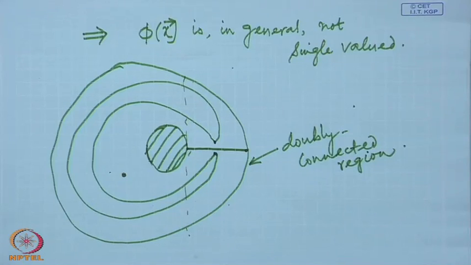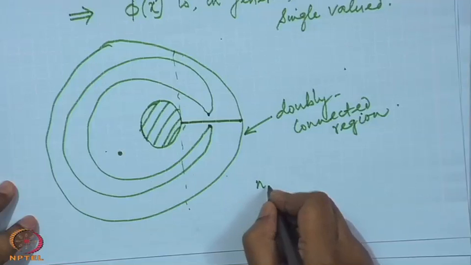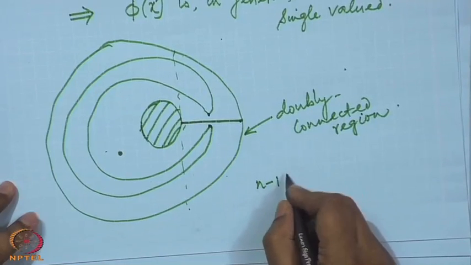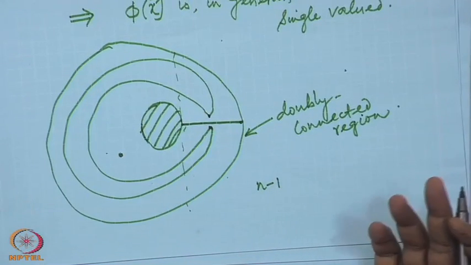If we need 2 such barriers, it is a triply connected region. If we need n minus 1 barriers, it is an n-ply connected domain. So, n minus 1 barriers are sometimes simply called cuts.